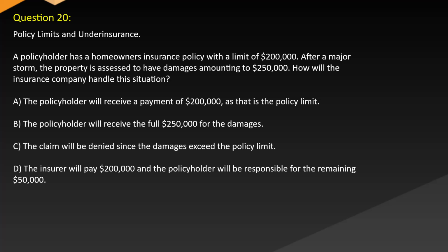A policyholder has a homeowner's insurance policy with a limit of $200,000. After a major storm, the property is assessed to have damages amounting to $250,000. How will the insurance company handle this situation? A. The policyholder will receive a payment of $200,000, as that is the policy limit. B. The policyholder will receive the full $250,000 for the damages. C. The claim will be denied since the damages exceed the policy limit. D. The insurer will pay $200,000 and the policyholder will be responsible for the remaining $50,000.